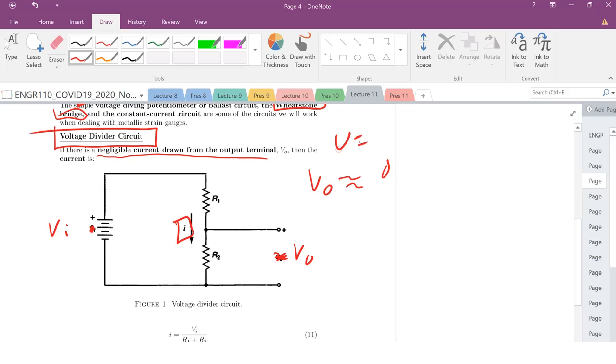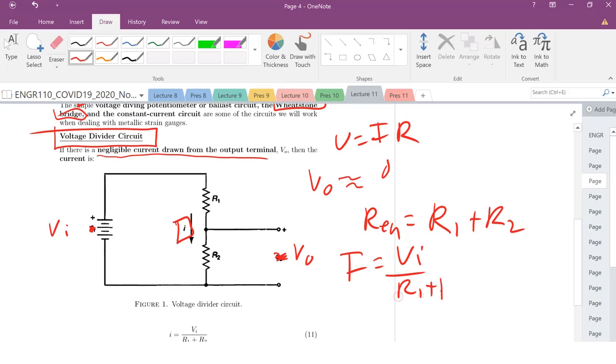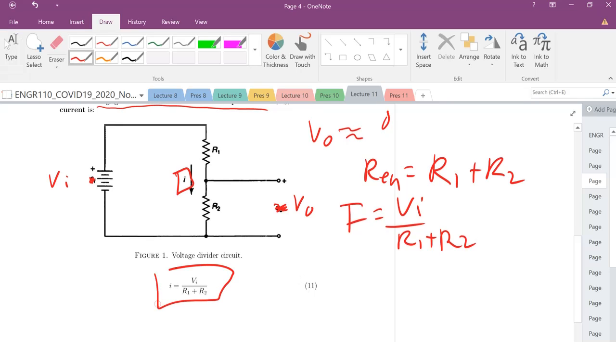Well, hopefully we all remember Ohm's law. V equals IR. Are we connected in series or parallel here? So what is our equivalent resistance? We're in series, so it's just R1 plus R2. So my current is just going to be VI over R1 plus R2, just as you can see here. That is the voltage divider circuit, again, if we're drawing some negligible current there.